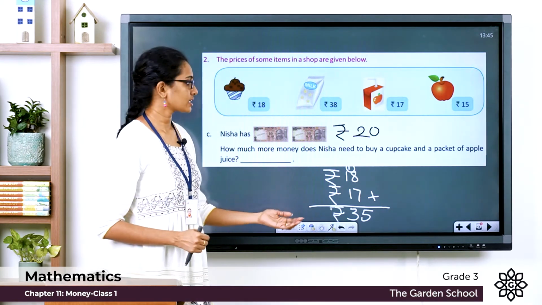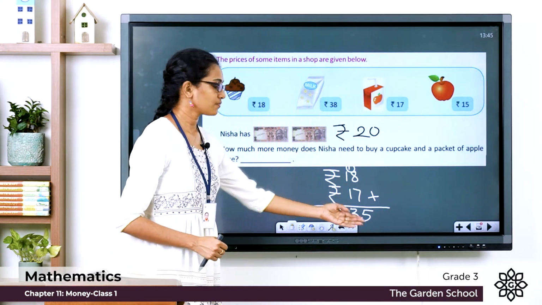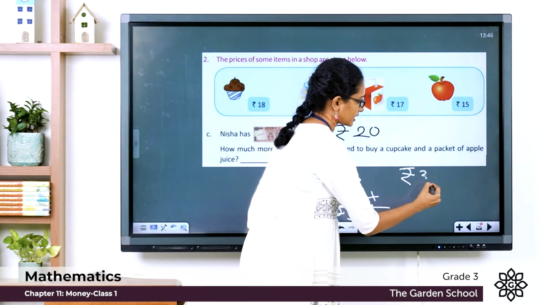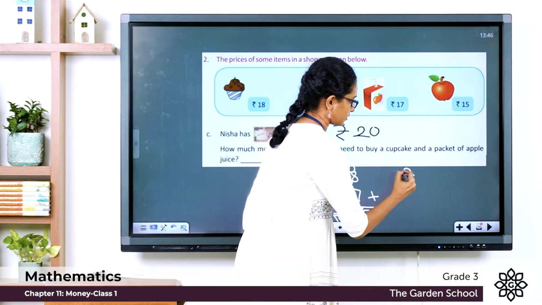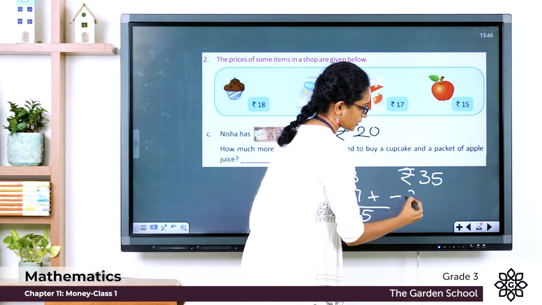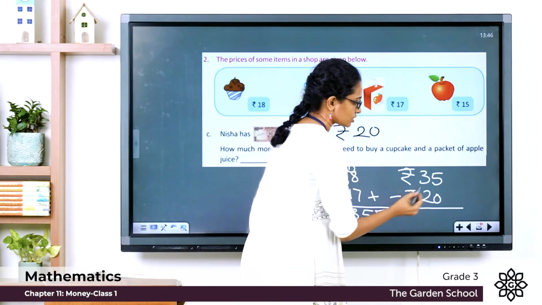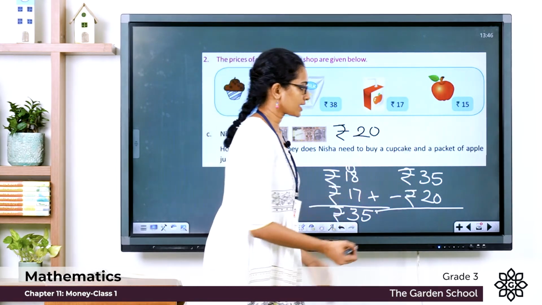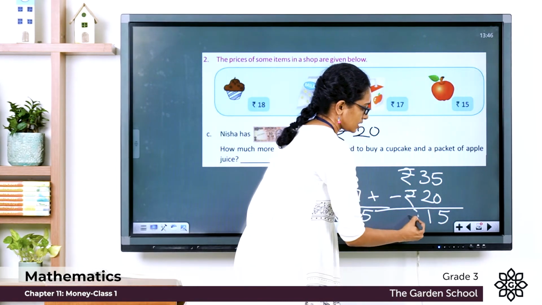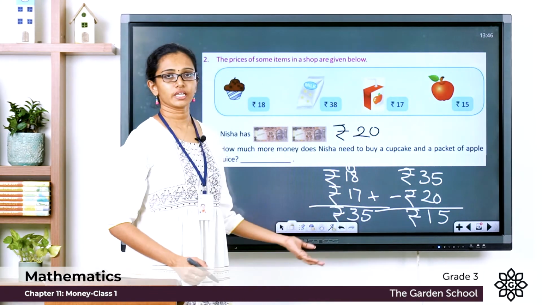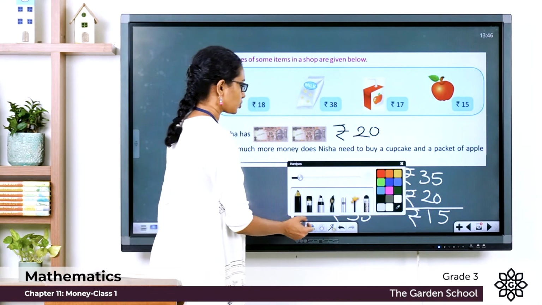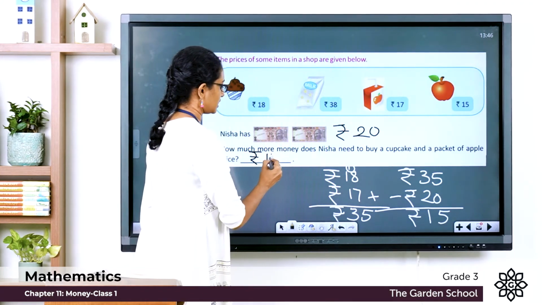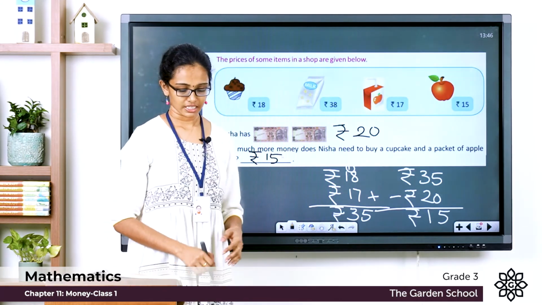Let's subtract the amount she has with her from the total cost. So that would be equal to rupees 35 minus rupees 20. So this is the cost of the two items and this is the amount she has with her. So subtracting these two will get the amount as rupees 15. So Nisha will need rupees 15 more to buy these two items. So let's write rupees 15 here. So I hope you're clear with these three questions.